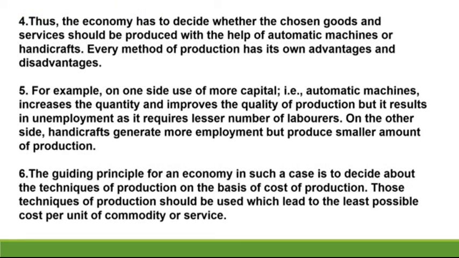Thus, the economy has to decide whether the chosen goods and services should be produced with the help of automatic machines or handicrafts. Every method of production has its own advantages and disadvantages. For example, on one side, use of capital, that is automatic machines, increases the quantity and improves the quality of production, but it results in unemployment as it requires a lesser number of laborers. On the other side, handicrafts generate more employment but produce a smaller amount of production.